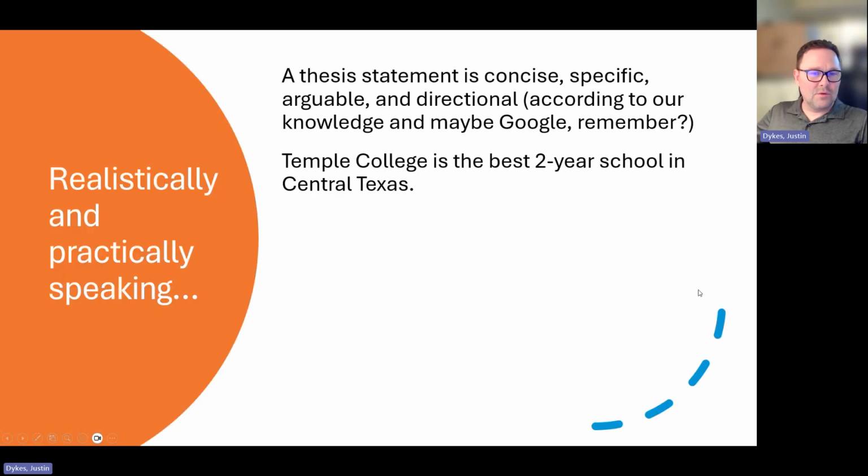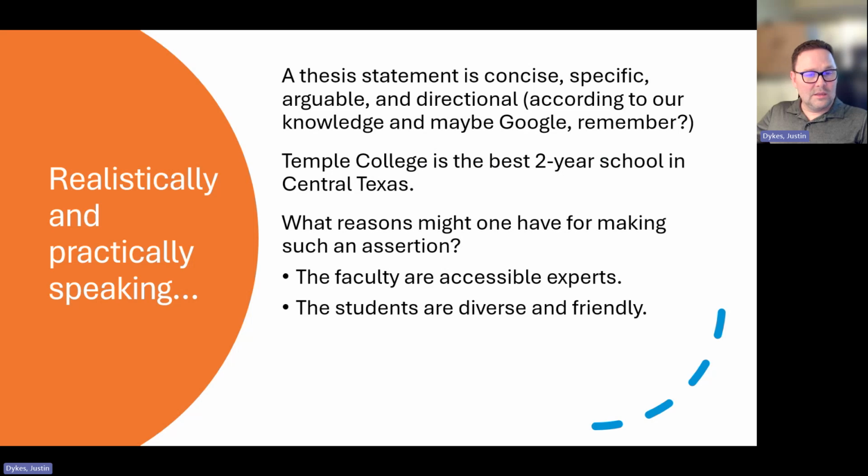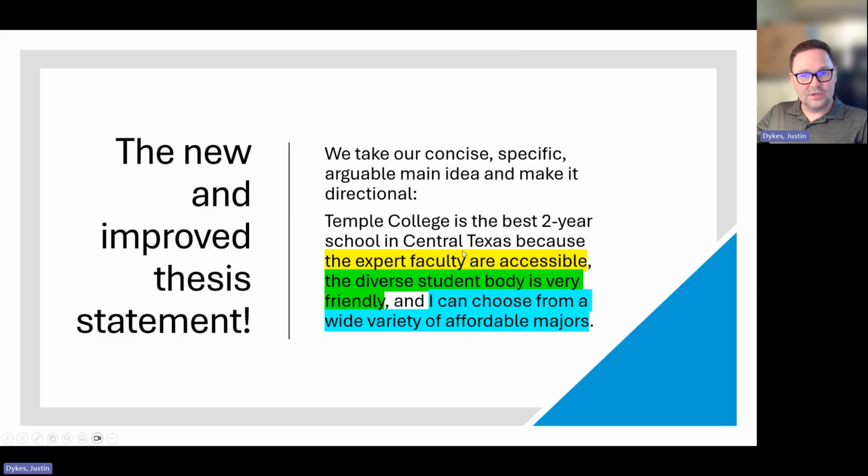Oftentimes, it's effective to more narrowly tailor the argument or central idea that we want to be a thesis statement. In this example, what reasons might someone have for wanting to make such an argument? Maybe the teachers are really good. Maybe the students are terrific. Maybe a quality, affordable education is actually possible. So when we add in some specific reasons or areas of support or examples to our main argument or central idea, this is what it can look like, minus the highlighting, of course, that's just for illustration.